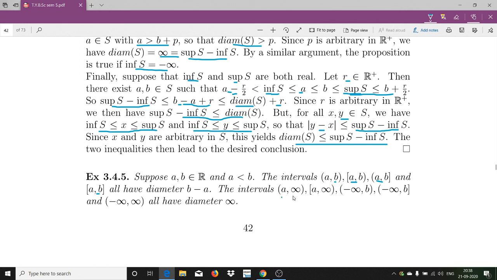And these kinds of intervals, open at a comma infinity, closed at a comma open infinity, minus infinity comma b open, minus infinity comma b closed, then minus infinity comma infinity, all these will have diameter equal to infinity. That will directly follow from the theorem.